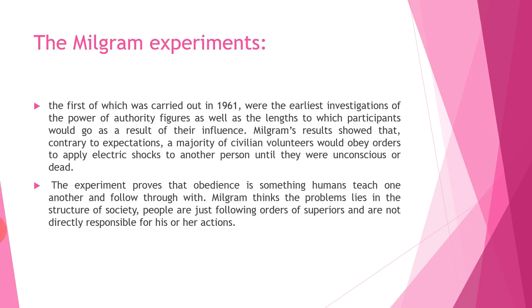The first one, Milgram's experiment, was carried out in 1961. It was the earliest investigation of the power of authority figures as well as the lengths to which the participants would go as a result of their influence. Milgram's research showed that, contradictory to expectations, a majority of civilian volunteers would obey orders to apply electric shock to another person until they were unconscious or dead. The experiment proves that obedience is something humans teach one another and follow through with. Milgram thinks that the problem lies in the structure of society. People are just following orders of superiors and are not directly responsible for their actions.